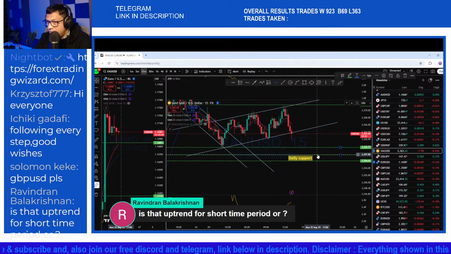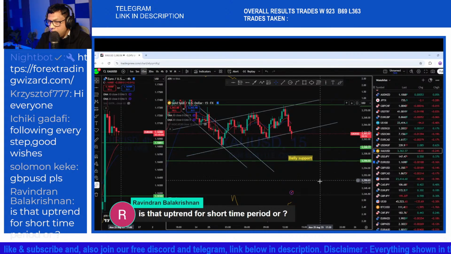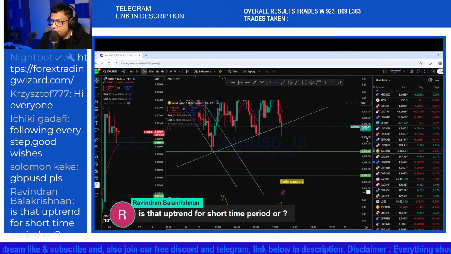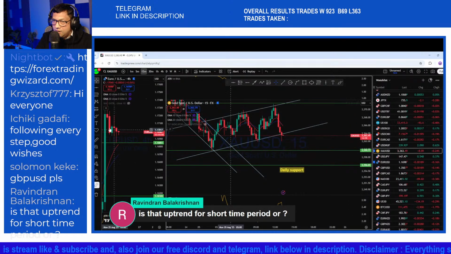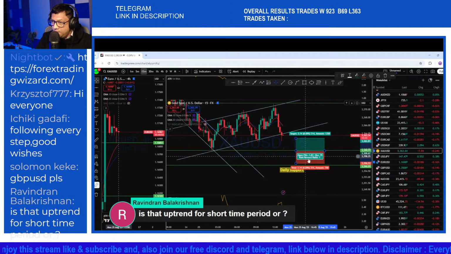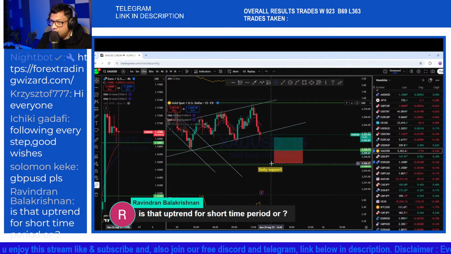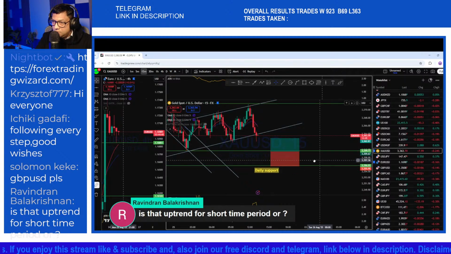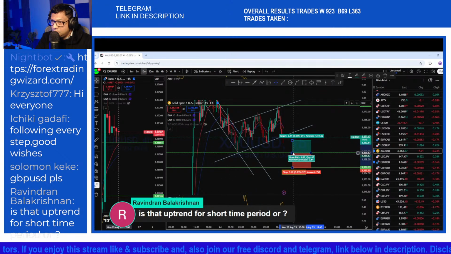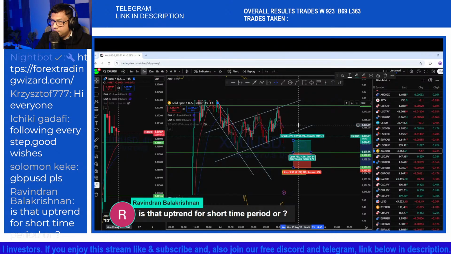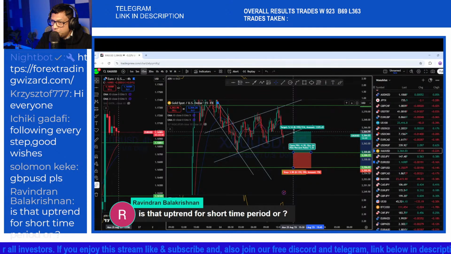So if we place our pending order above this level, that means buy stop, buy limit. I always get confused with this. And the TP target to 221.